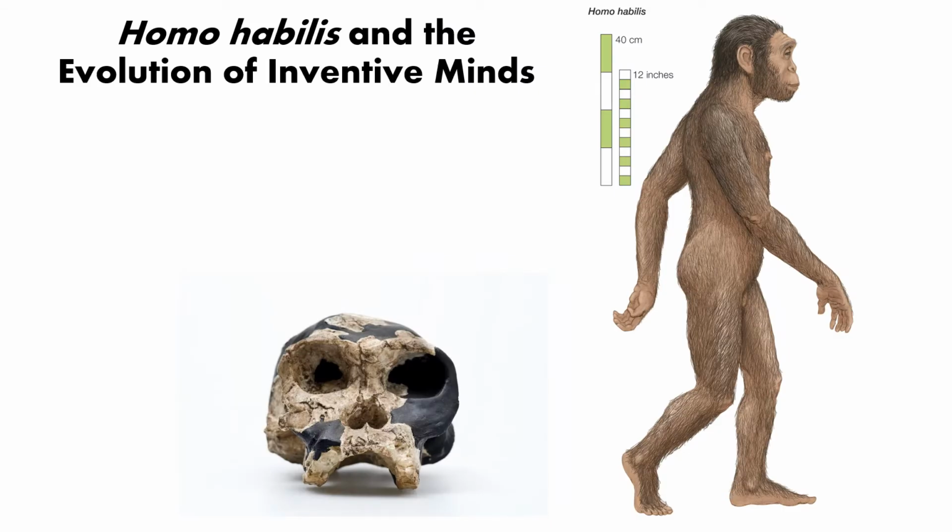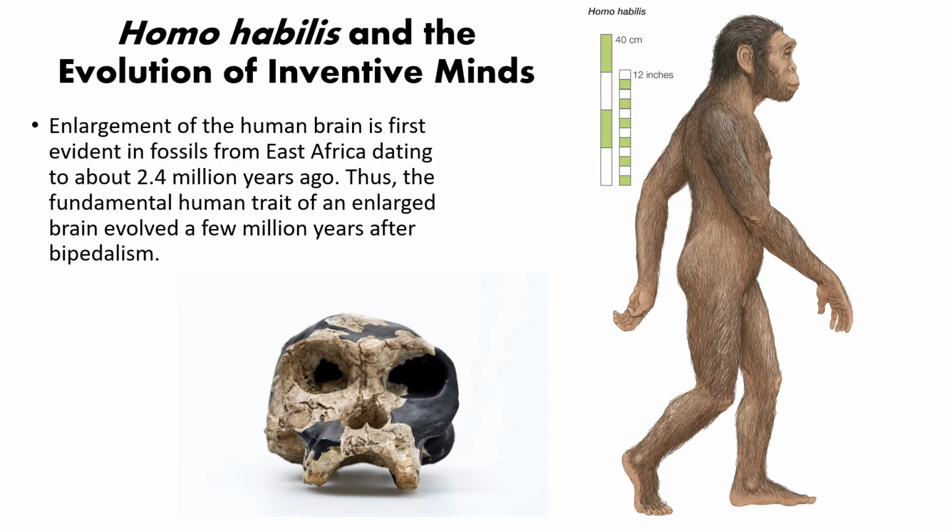In Australopithecus, we saw bipedalism arise. And now we're going to start looking at the brain. So the first kind of evidence of the enlargement of the brain happens in fossils from East Africa dating back to 2.4 million years ago.